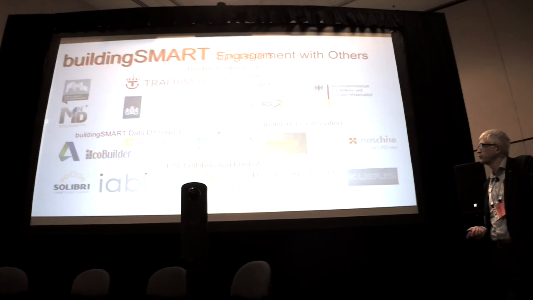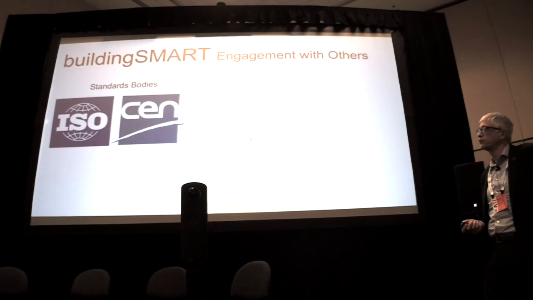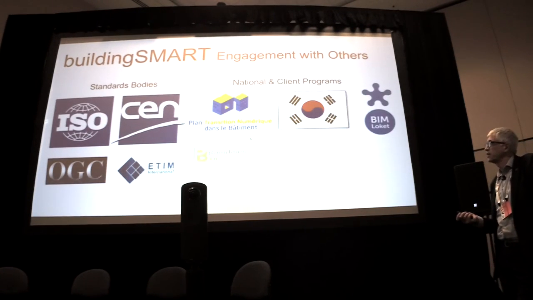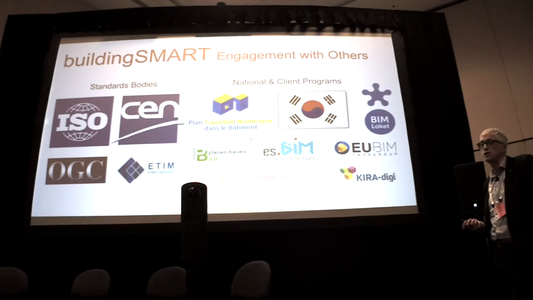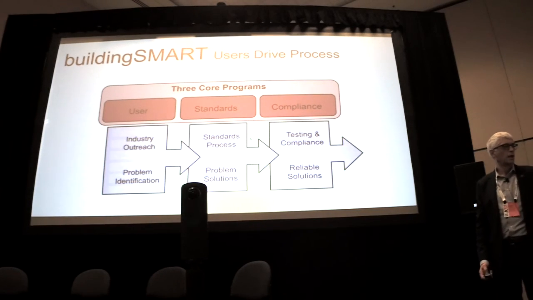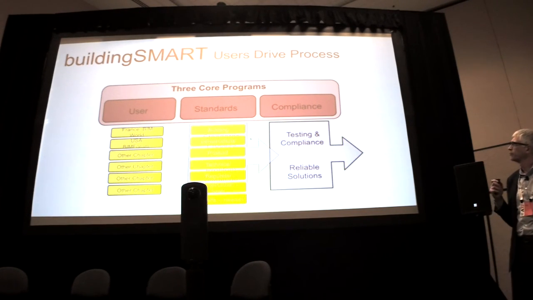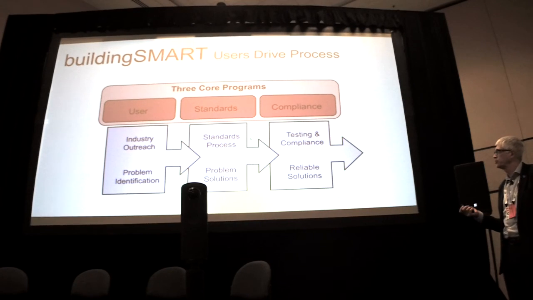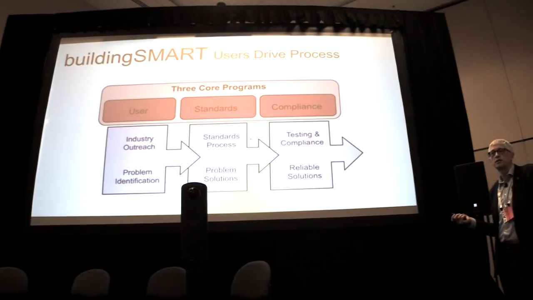So there are a number of organizations working on these problems around the world, and Building Smart also collaborates with a lot of standards bodies: ISO, CEN for European standards, OGC, and ATIM, a classification system that's used in Europe, and also with some different programs that are going on. Building Smart's really about, I don't know, this slide is ability. It's about users, standards, and compliance, and trying to do outreach and develop these standards that are based on what industry needs, and then have a way to test and determine compliance.